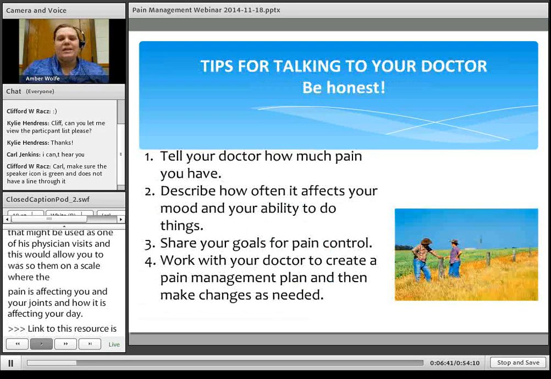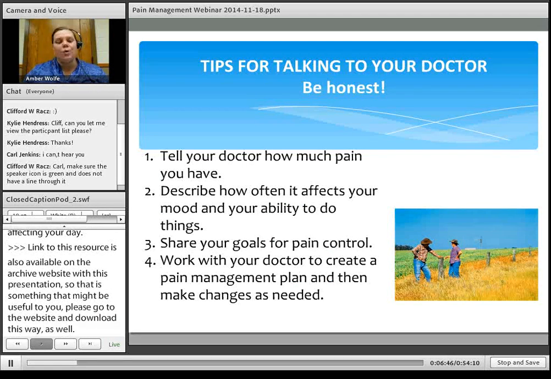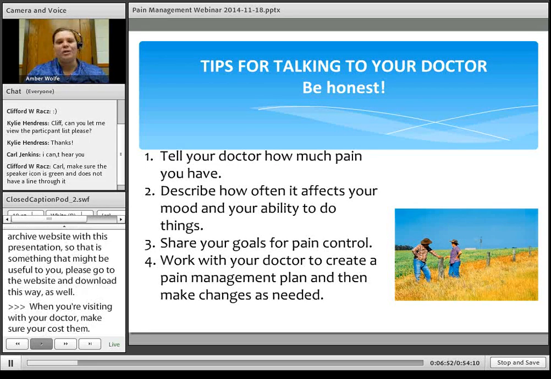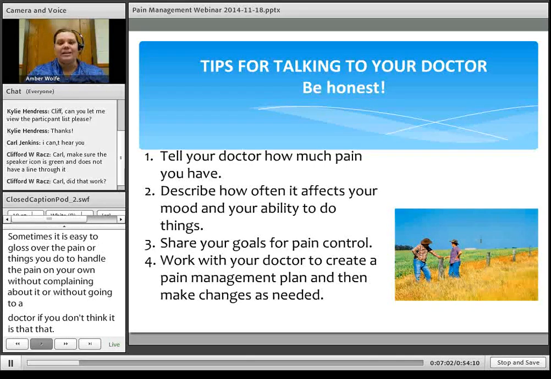When you are visiting with your doctor, make sure you're honest with them. Sometimes it's very easy to gloss over the pain or think that you should be able to handle it on your own without complaining about it or going to talk to a doctor if you don't think it's that bad. However, again, everyone's pain is different. So even if you have a small amount of pain, it could still potentially affect your daily life. So make sure you tell them how much pain you're having.